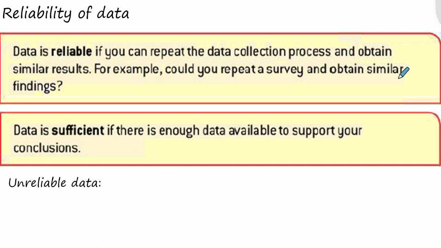So we need to be able to look at what situation it's under. And there's going to be some things that are going to skew our data. It also has to be sufficient, meaning there's enough data available to support your conclusions. So for instance, I can't just randomly ask one person and assume that answer works for everybody. I have to have a big enough sample so that it can be sufficient.